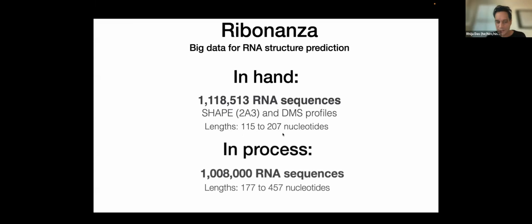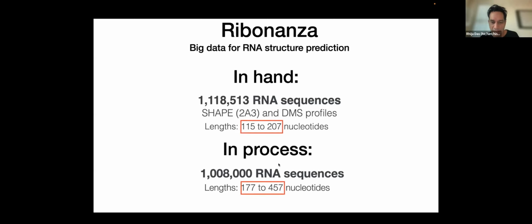And then what's in process are a little over 1 million other RNA sequences where we're collecting those profiles. And the lengths there go from 177 to 457 nucleotides. In this latest run, we now have entire group 1 introns, like what I showed in the first slide of this talk. And we have entire pieces of ribosomes, but we also have really elaborate origamis and synthetic RNA structures going up to that size range.